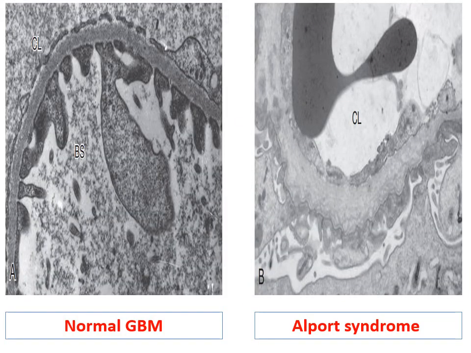Also, this picture is very important, frequently asked for in the exams. This is a normal glomerular basement membrane. Look at the thickness here.